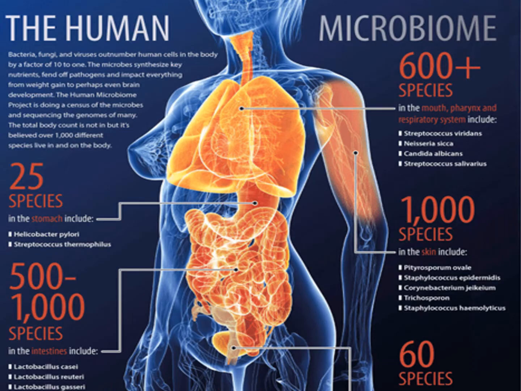Some of you might be surprised to learn that you are an ecosystem. Many bacteria, fungi, and viruses live on you. You have approximately 25 different species in your mouth, 500 to 1,000 species in your intestine, over 6,000 species in your respiratory system, 1,000 species on your skin, and 60 species in your urinary system.